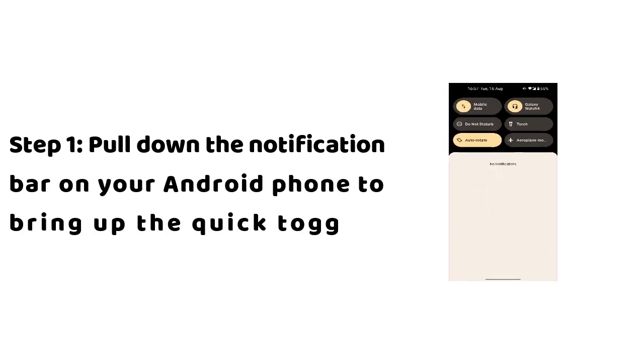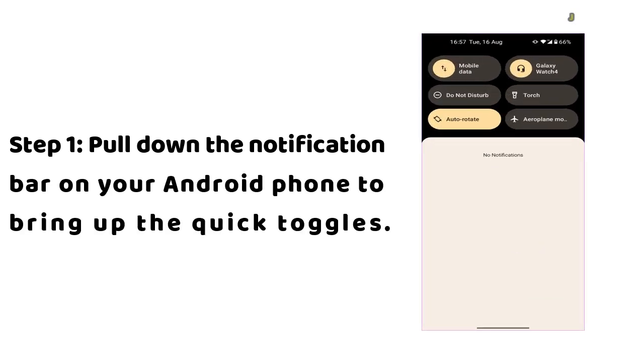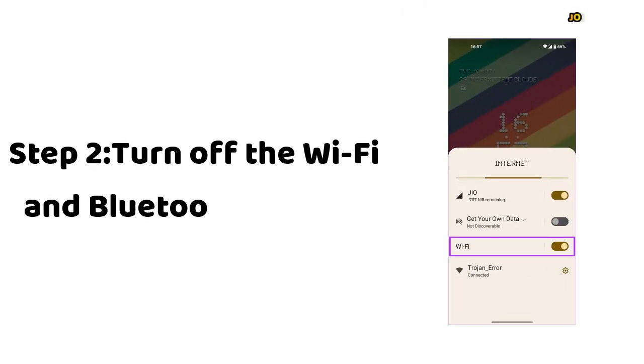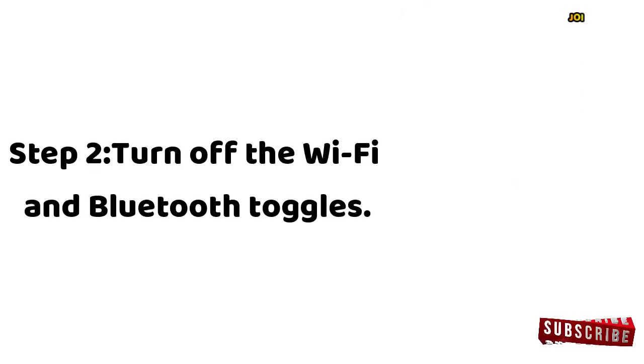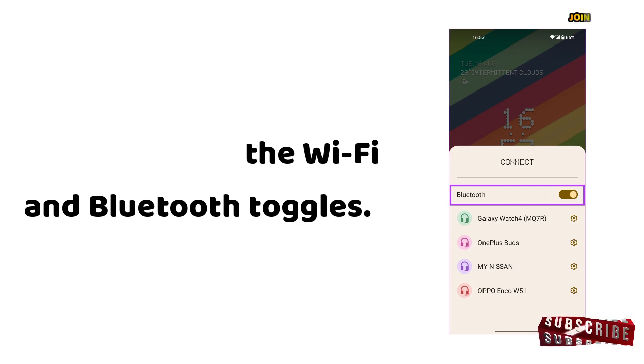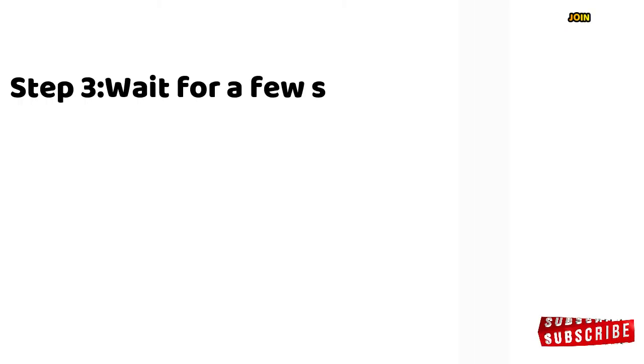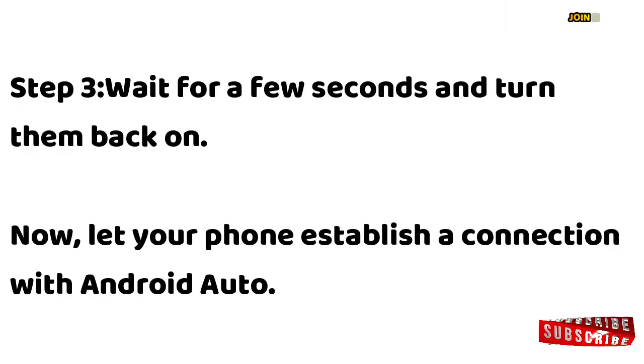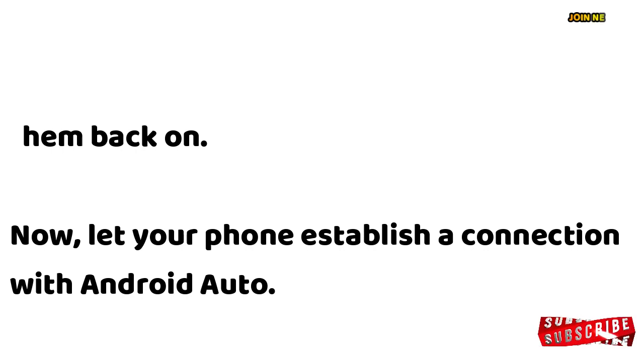Step 1. Pull down the notification bar on your Android phone to bring up the quick toggles. Step 2. Turn off the Wi-Fi and Bluetooth toggles. Step 3. Wait for a few seconds and turn them back on. Now, let your phone establish a connection with Android Auto.